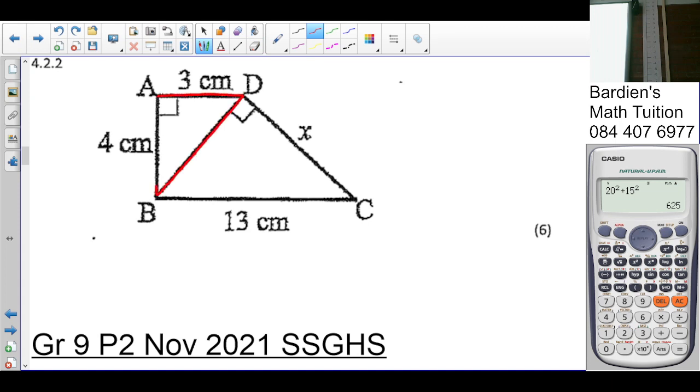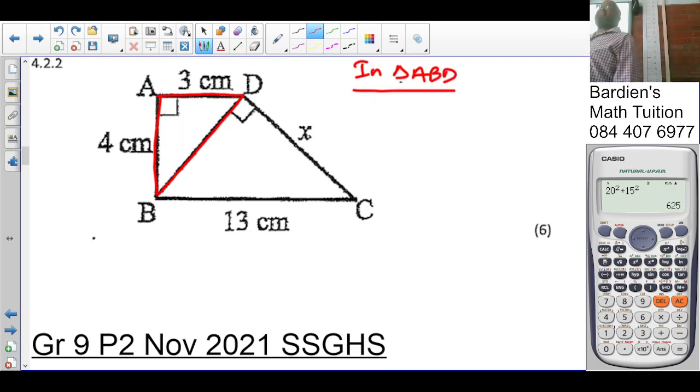BDA. Bad. Yes. Your x was bad for us, so we work right. So it's in triangle ABD. We want, the unknown length is going to be BD. Right.